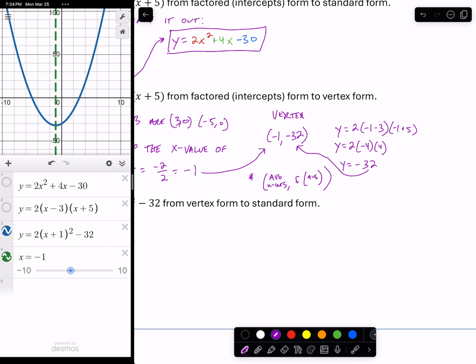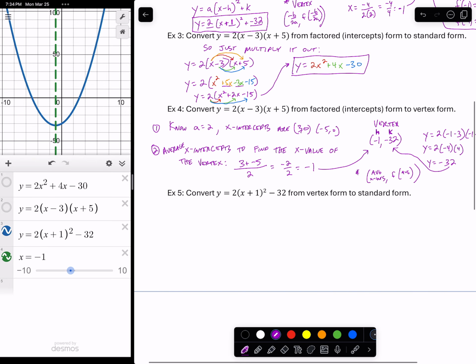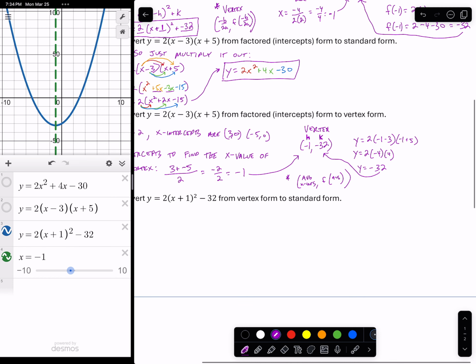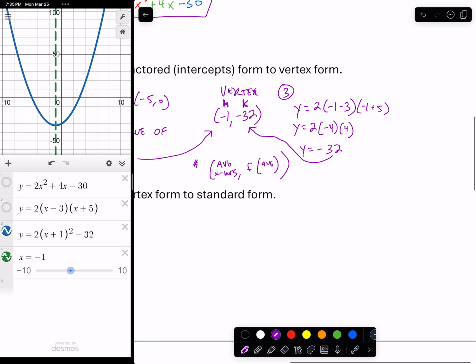Okay? Now, if we remember, our vertex in vertex form shows up as the h for the x-coordinate and the k for the y-coordinate. So that was step 2, average the x-intercepts to find the x value. Step 3: plug that x value in to find the y value. And then step 4, write the equation. So remember, it's y equals a times x minus h squared plus k. That is our vertex form. You have to know the form, obviously, to do this.